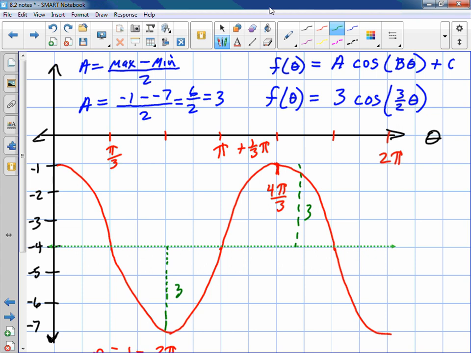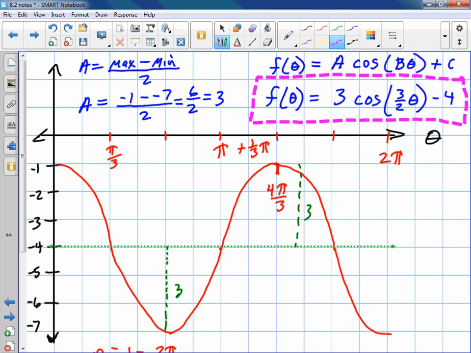And then from that axis, I went 1, 2, 3, 4 down. So then it's -4. Outstanding. So now I have f of theta equals 3 cosine 3 halves theta -4.